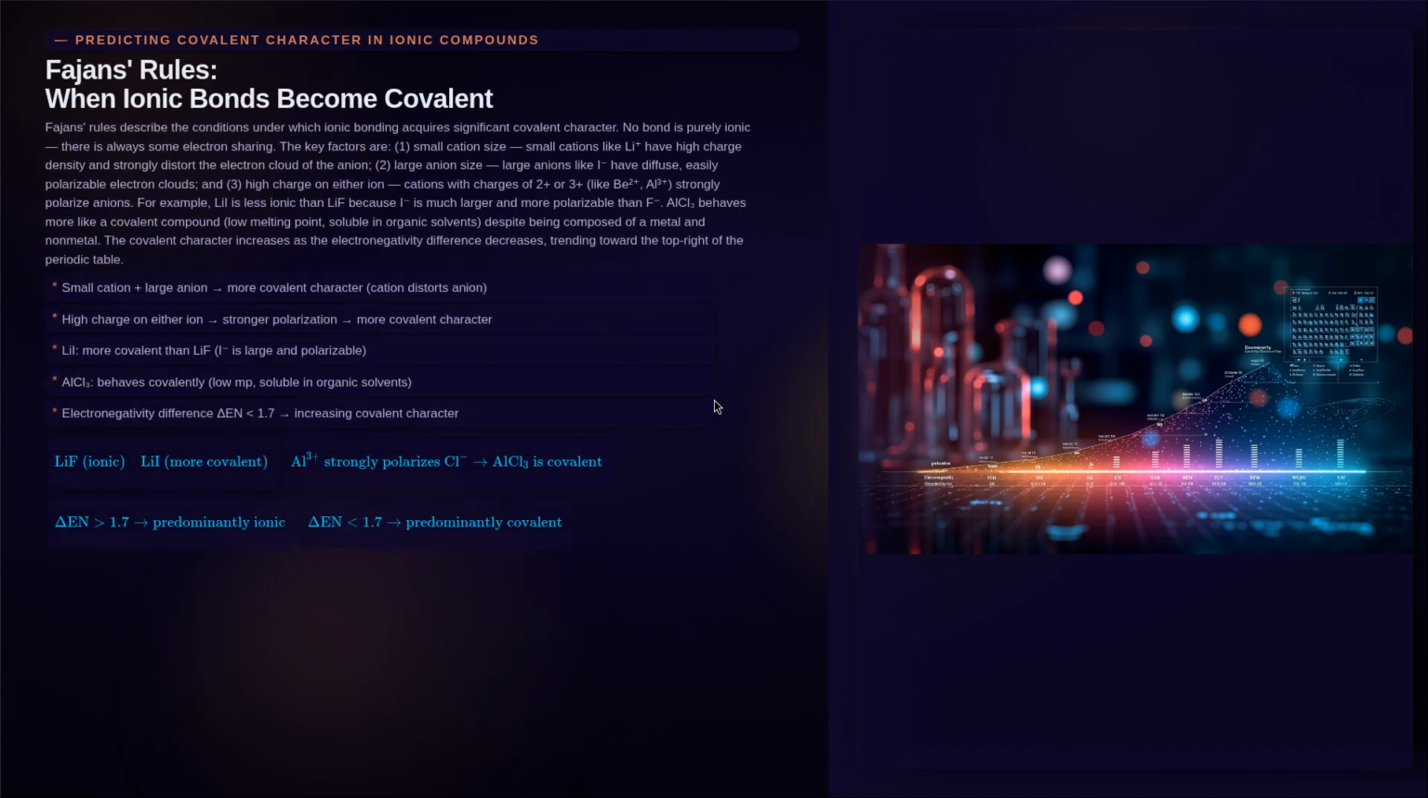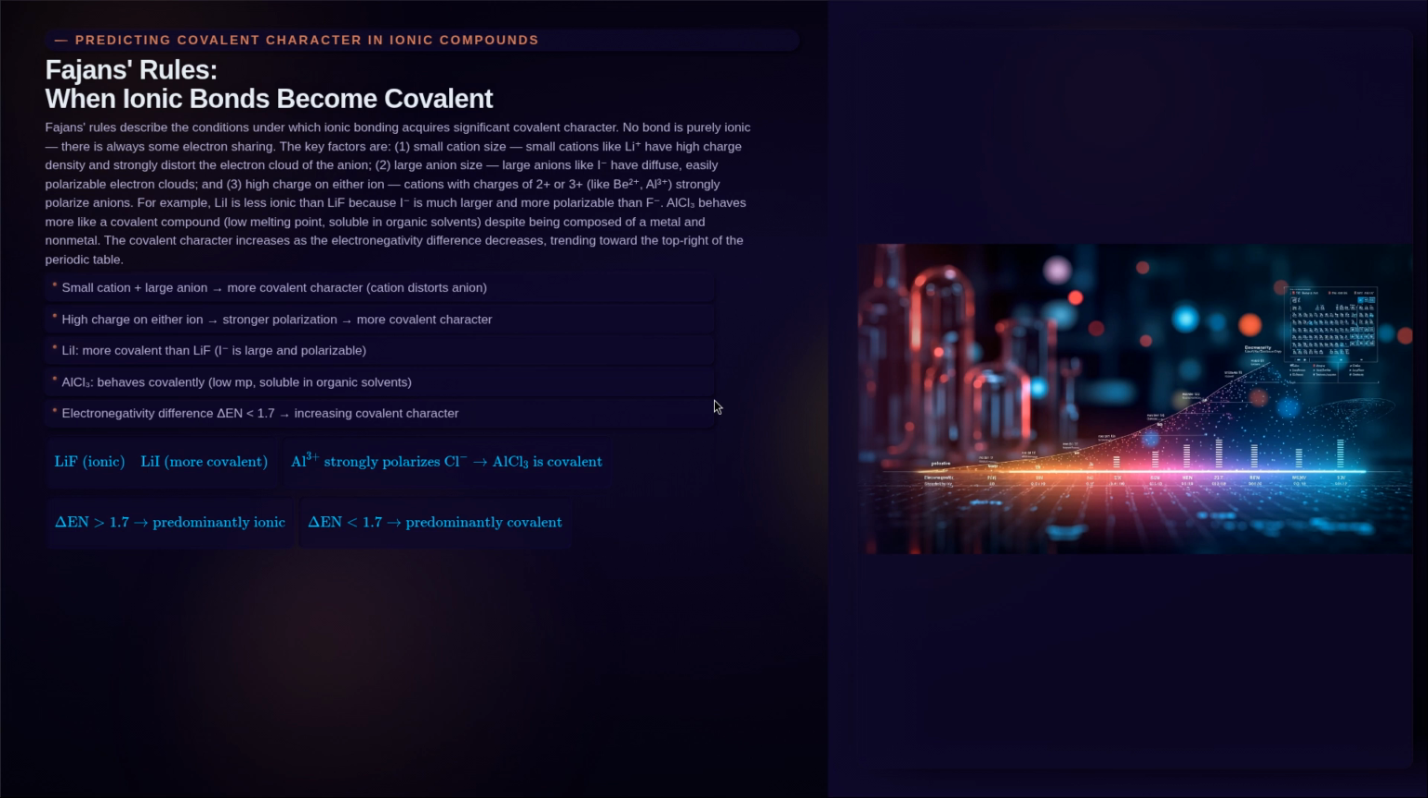Fajans' rules describe when ionic bonding acquires significant covalent character. No bond is purely ionic. There is always some electron sharing. The key factors are small cation size, large anion size, and high charge on either ion. Small cations like Li+ have high charge density and strongly distort the electron cloud of the anion. Large anions like iodide have diffuse, easily polarizable electron clouds. Cations with charges of 2+ or 3+, like Be2+ or Al3+, strongly polarize anions.